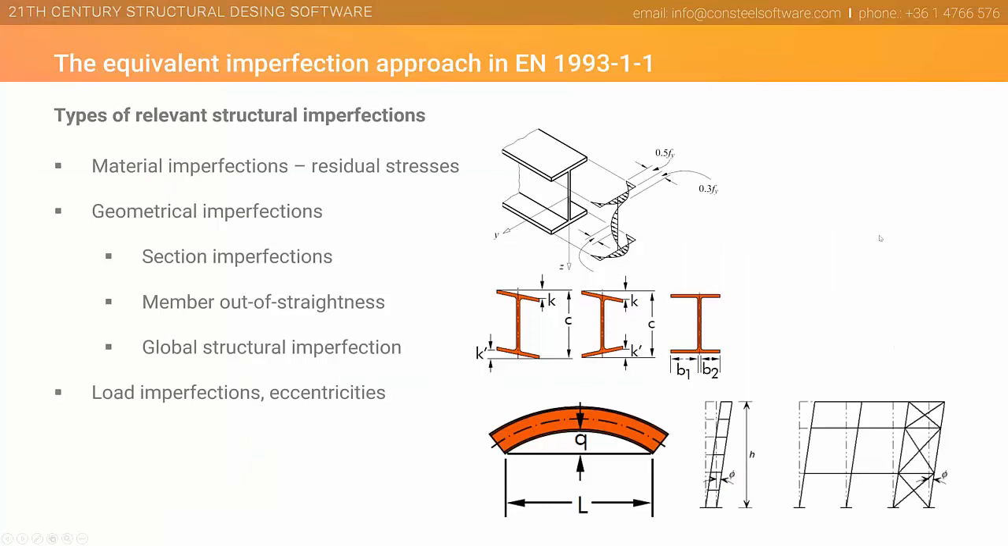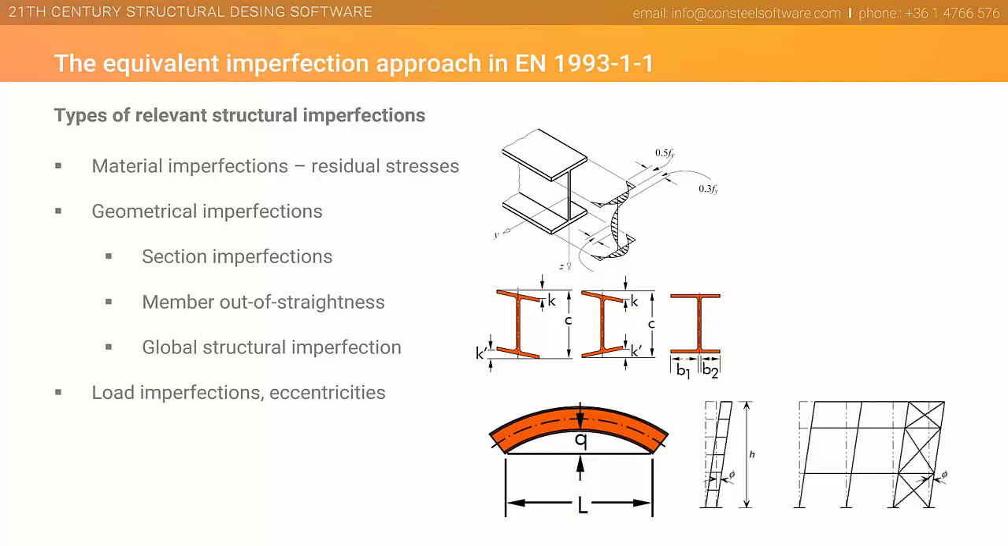Okay, the next topic is the equivalent imperfection approach in the Eurocode. What does it mean and how is it handled in the Eurocode? First of all, let me discuss a little bit what types of relevant structural imperfections should be taken into account when we're calculating buckling resistance of structural members or structures.